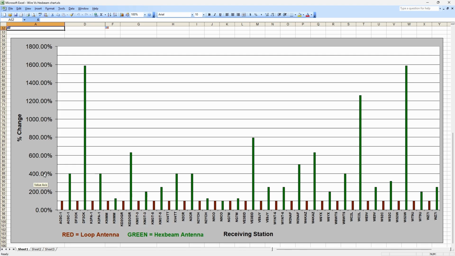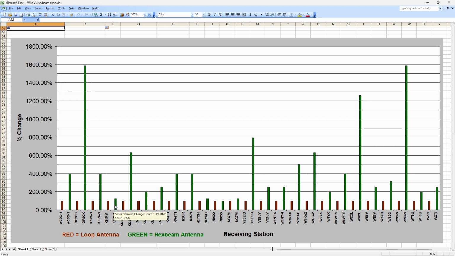400%. Well, 400% is four times. How do you get four times? Well, 3 dB, 3 dB, 6 dB. So you'll find that this was 6 dB higher than this reception. So I hope that makes sense. You can see here, this one was, wow, this DF2CK was 1600% higher signal at the receiving end than the loop. Over and over again, you can see this.